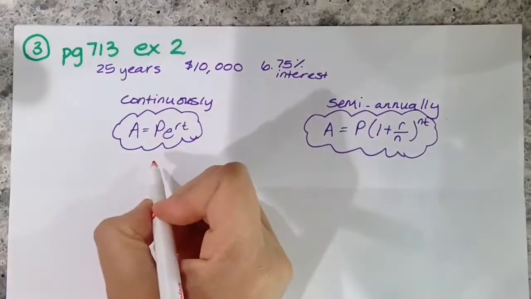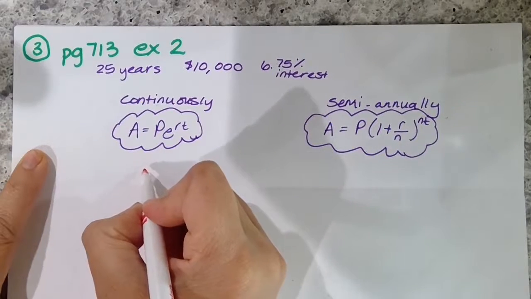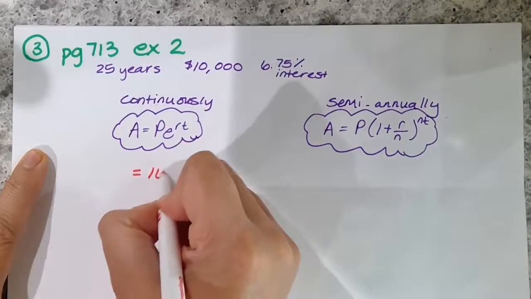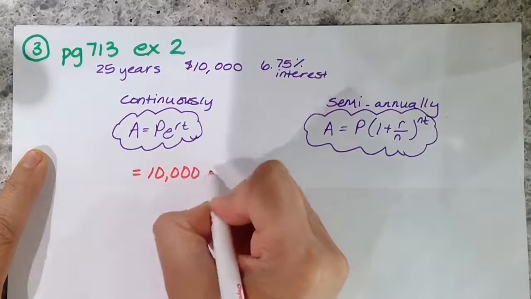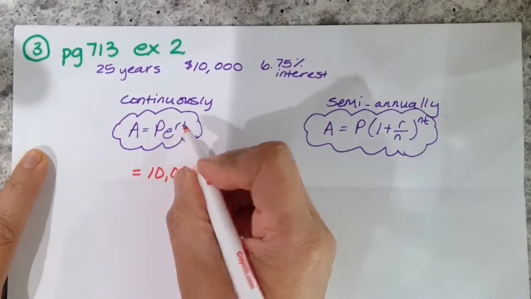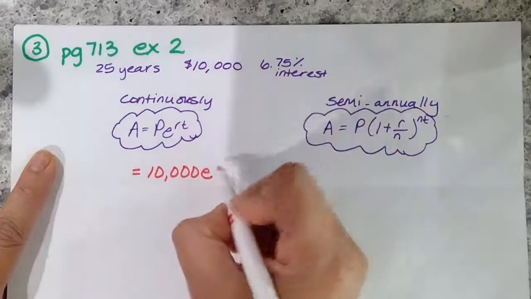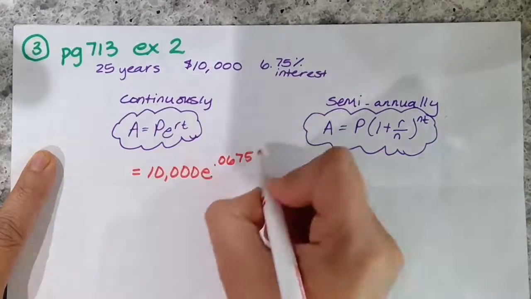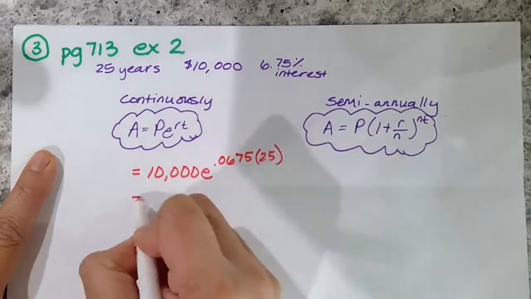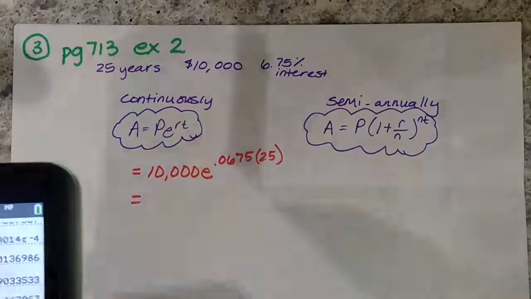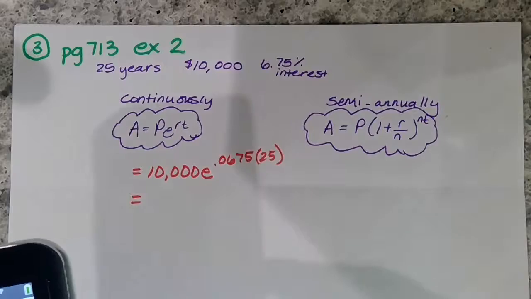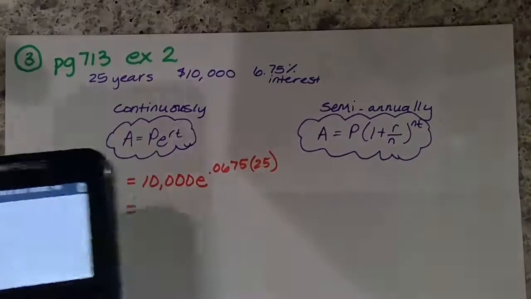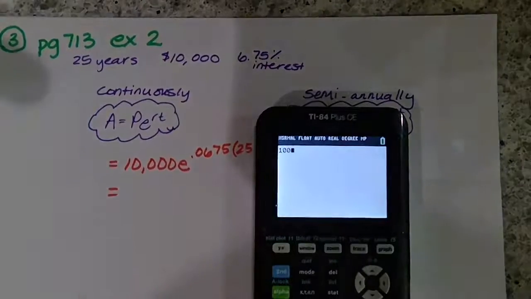All right, so I'm going to plug this in a little bit slow. You should be trying to work faster than me. So my principal balance is $10,000. E is the number E, not a variable. My interest rate is 6 3/4, so that's the same as 0.0675 for 25 years. Plugging this into my calculator. Again, I can plug it in all at the same time. And if I do it all at the same time, I should get 10,000. You see that?